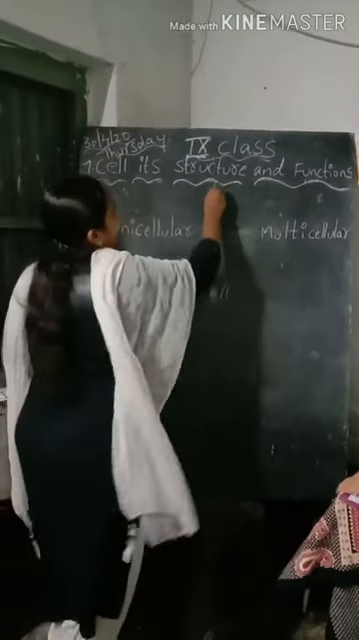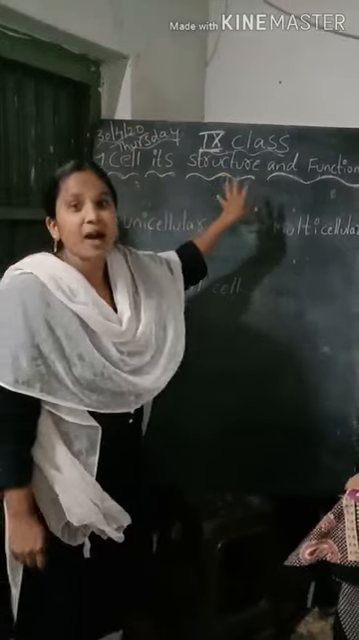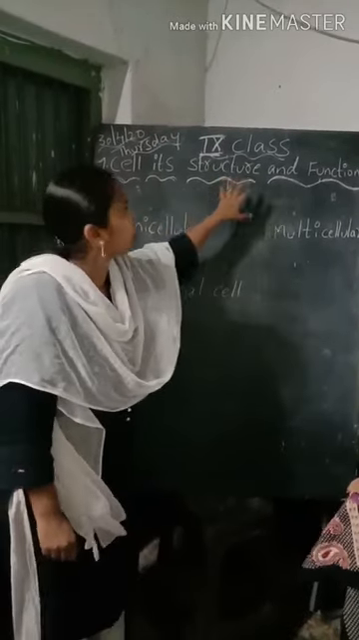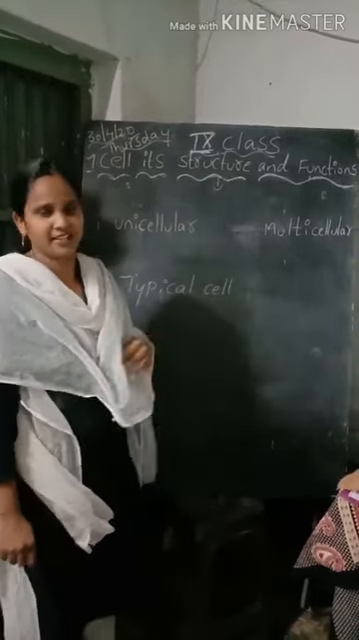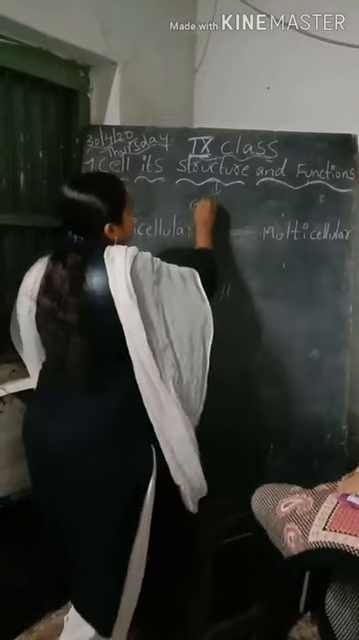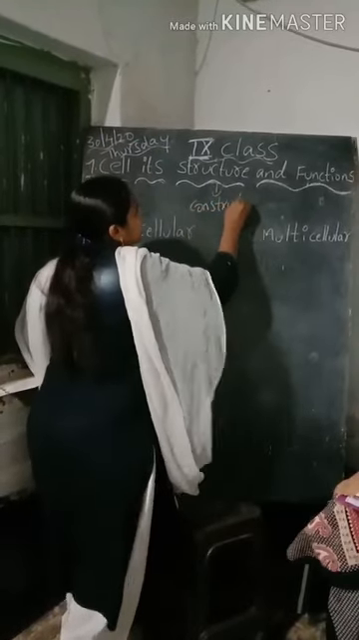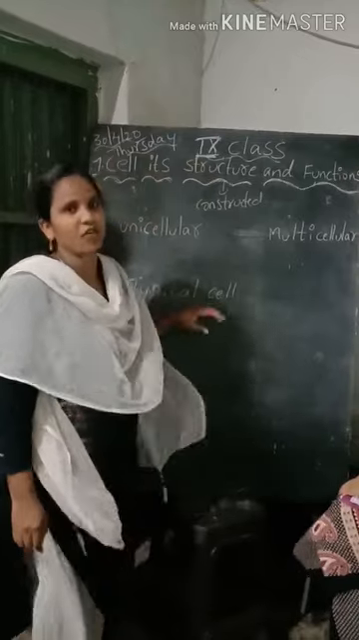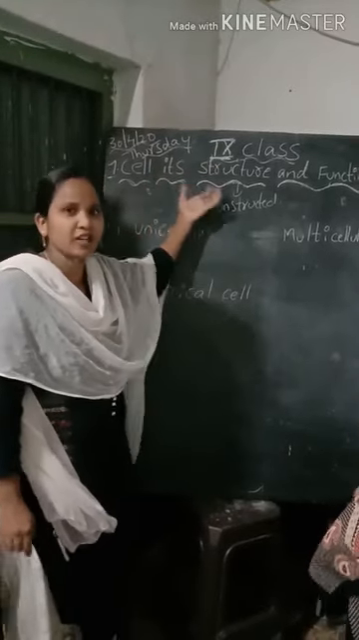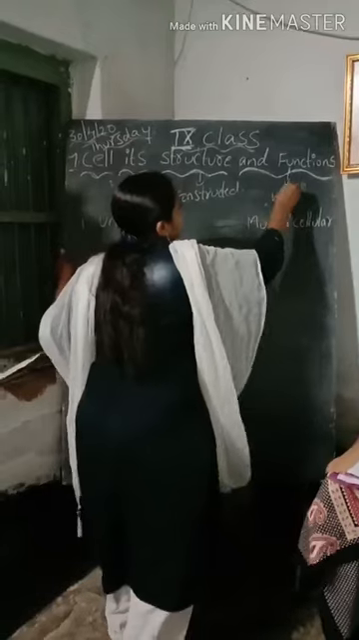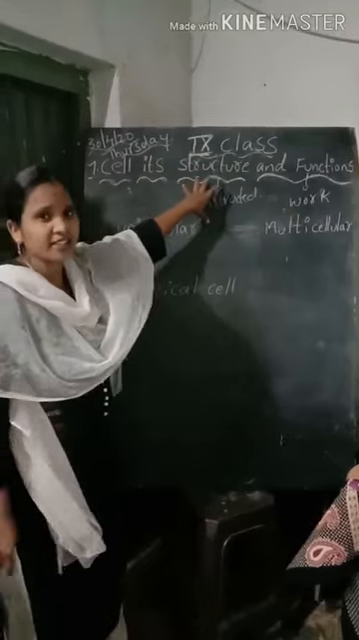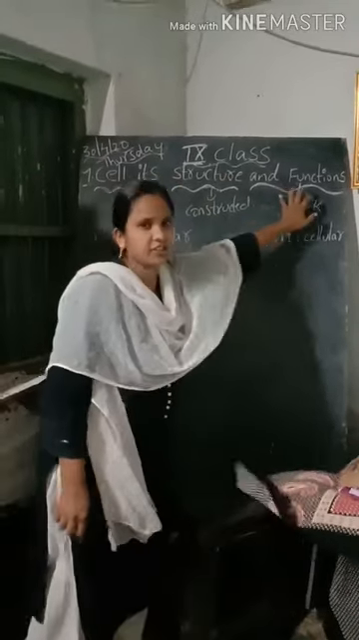Next, structure. Here structure means what are the parts present inside the cell? What are the organs present inside the cell? You are going to learn this in this lesson. Here structure means construction: how the cell is made up, with which organs the cell consists of. Next one, functions. Functions means work. With which organs the cell is made and what is its function.